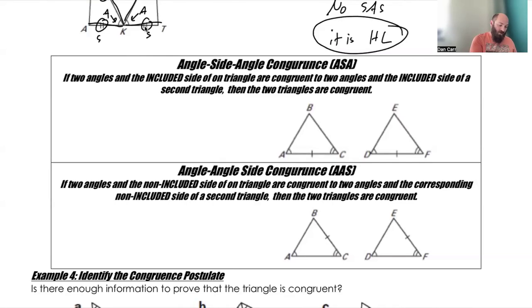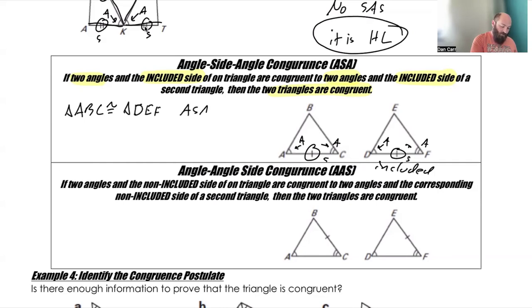Angle side angle is when two angles and the included side, so now we're talking about sides being included, are congruent to two angles and the included side of a second triangle, then the two triangles are congruent. So included is those two sides there because they're in between my sets of angles. So I have a pair of angles here, a second pair of angles there, and my included sides. So I can say that triangle ABC is congruent to triangle DEF because of angle side angle.